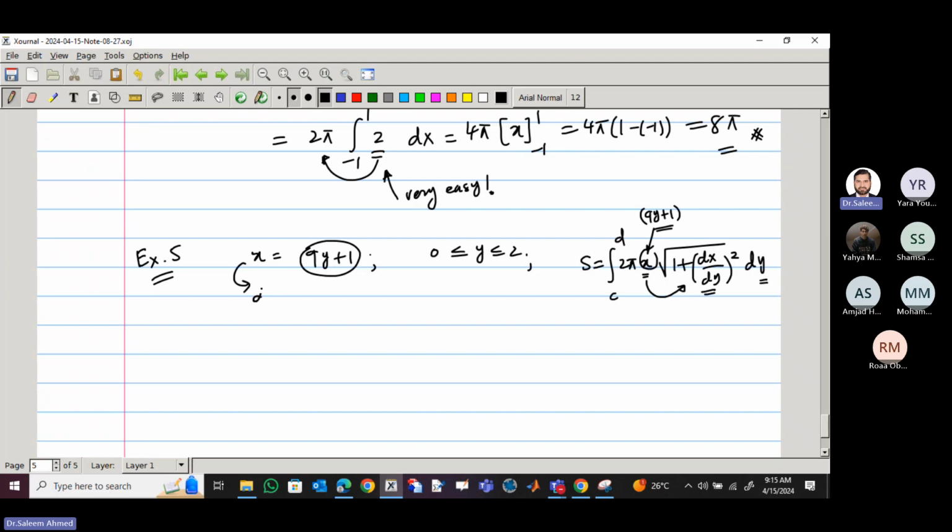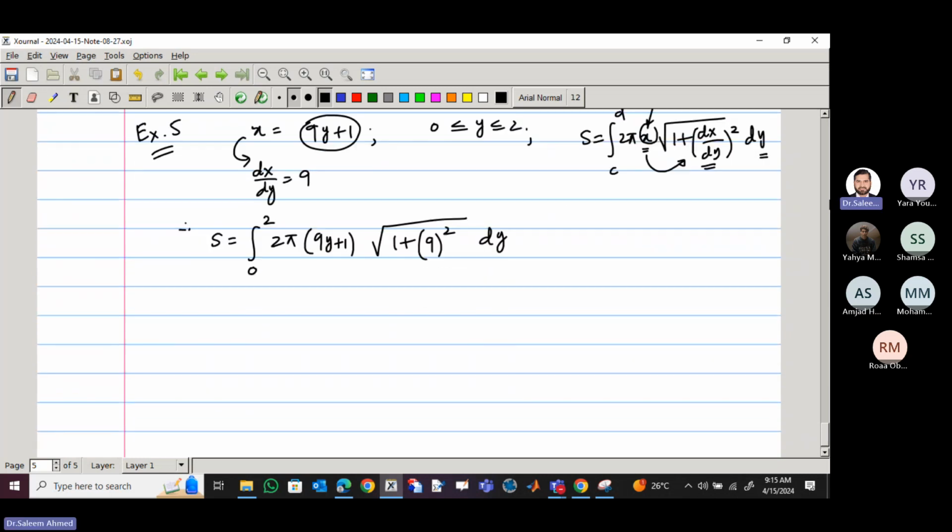So anyway, I need dx by dy. The derivative of this with respect to y is just 9. So therefore, my s will become, from c to d, the values of y, 2 pi x, where x is 9y plus 1, into square root of 1 plus dx by dy square, dy. And this is a constant. 9 square is 81 plus 1, 82. Square root of 82 is a constant. I can bring it outside.